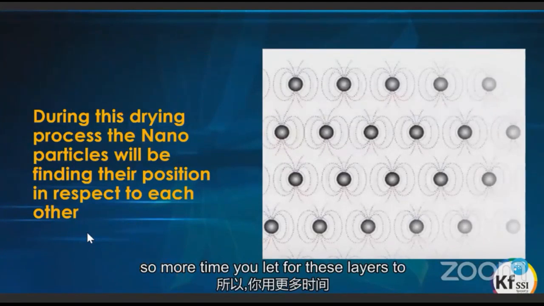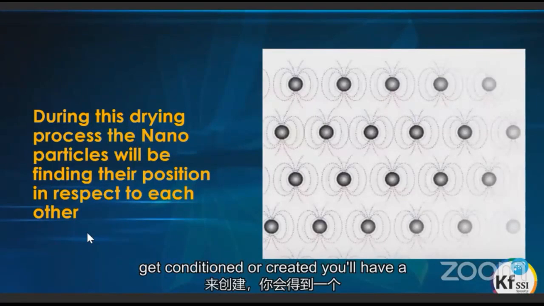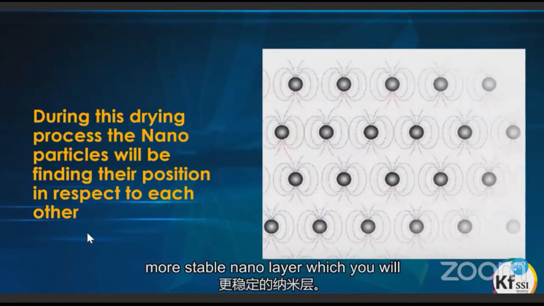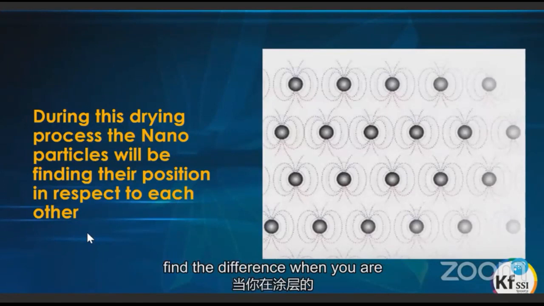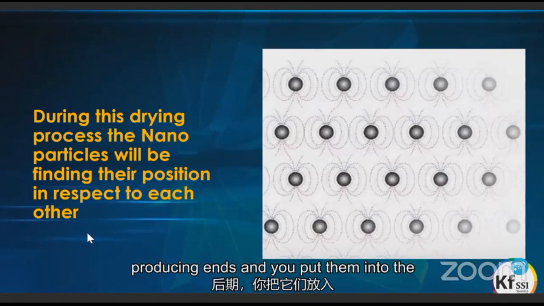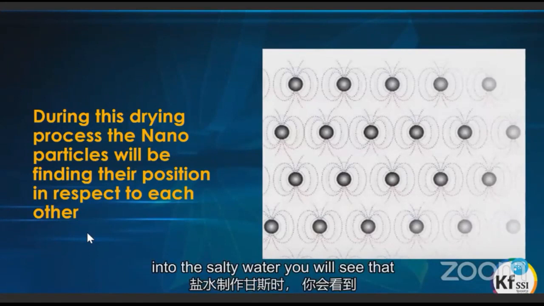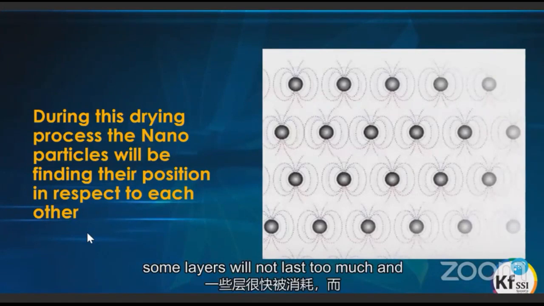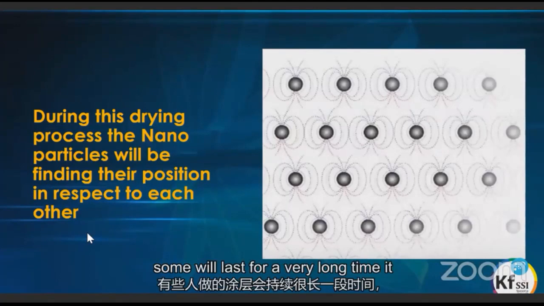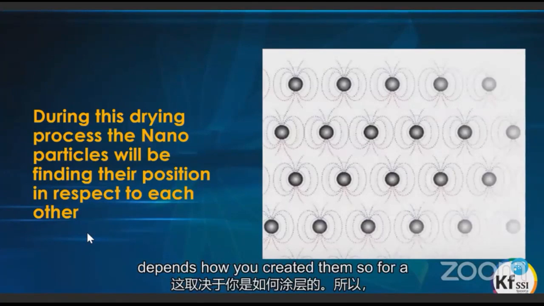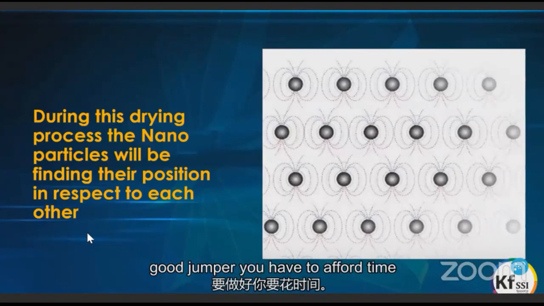The more time you leave for these layers to get conditioned or created, the more stable a nanolayer you'll have. You will find the difference when you are producing ions and you put them into the salty water. You will see that some layers will not last too much and some will last for a very long time. It depends how you created them. So for a good job, you have to afford time.